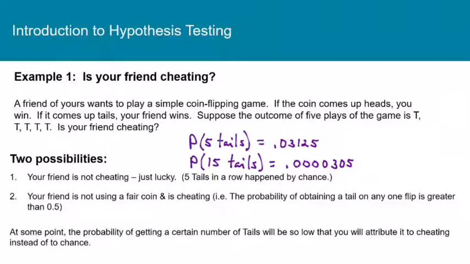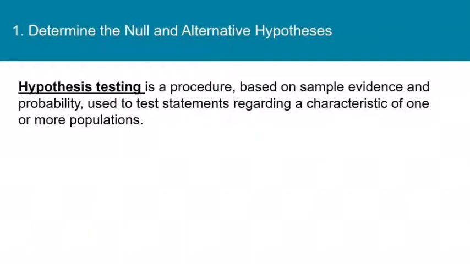Let's go ahead and get a little more formal definition of hypothesis testing. Hypothesis testing is a procedure that's based on sample evidence and probability that's used to test statements regarding a characteristic of one or more populations. There are several kinds of hypothesis testing. The only one we're going to look at in detail is hypothesis tests about a mean. So we'll do that in the next section, but right now we're just going to get an overview of the entire hypothesis testing process, and we will talk about the language of hypothesis testing.